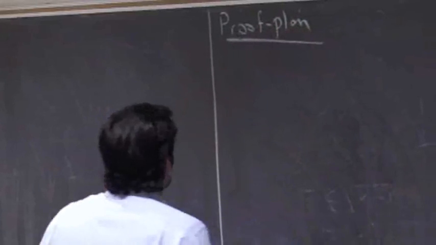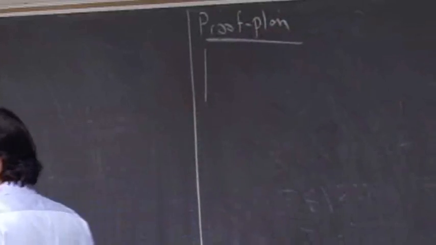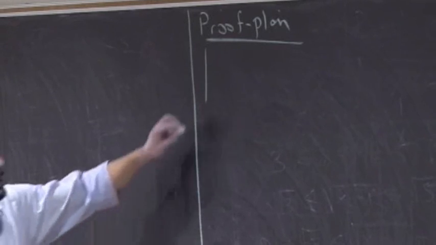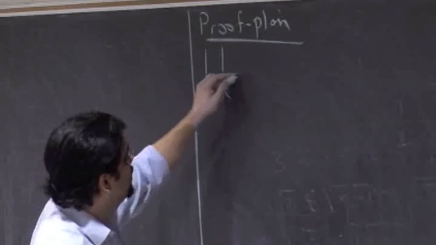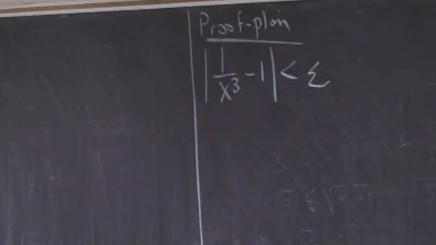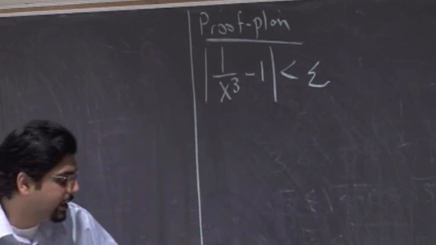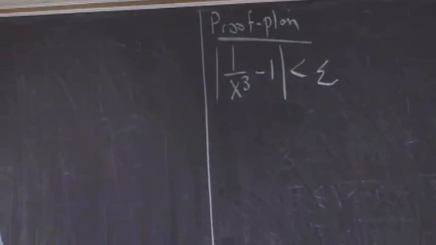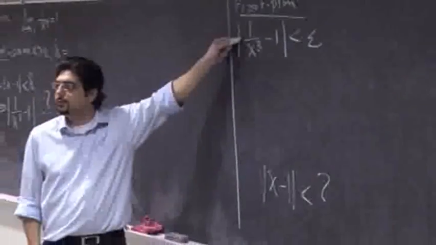Good plan. Start from where you want to end up. Who can tell me where we want to end up? No, we want to end up with |f(x) - L| less than epsilon. So we can go backwards and write the proof. Right?